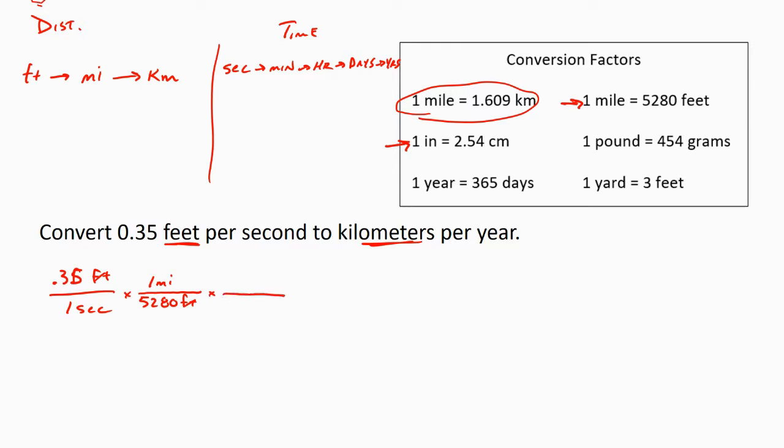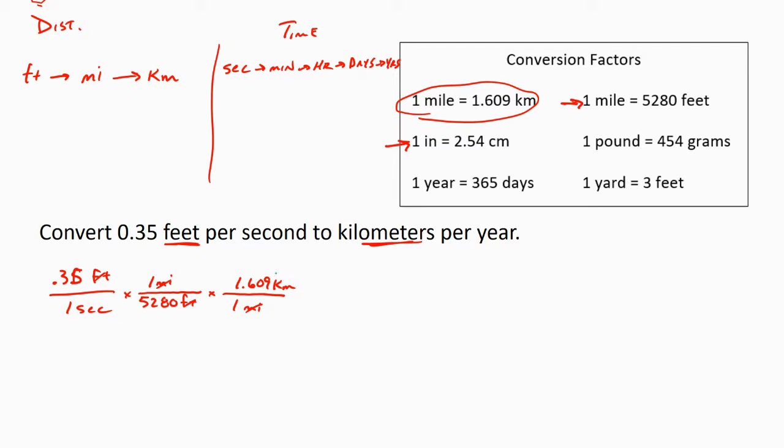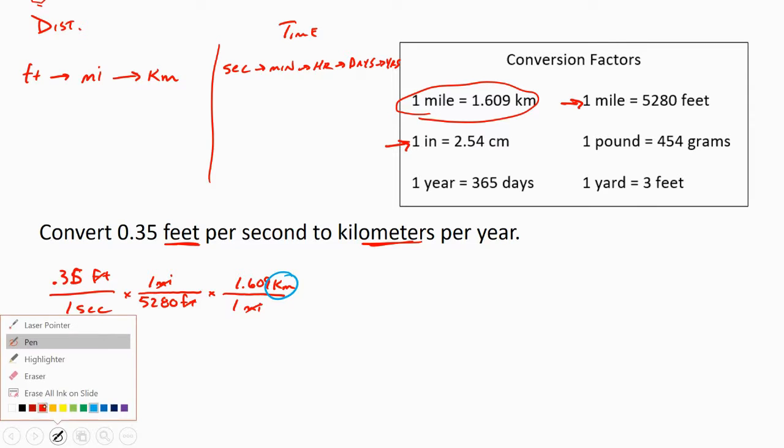We can convert miles to kilometers. And so as we do that, we're going to do 1.609 kilometers over 1 mile. And so now miles should cancel out, leaving us with just kilometers. And so now kilometers being one of the target units that we're looking for, we have it and it's not canceled out. So we're done with our distance part.